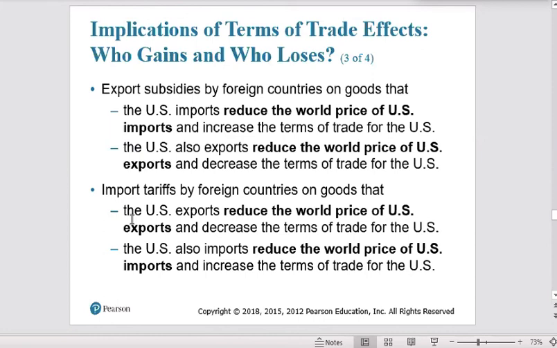So an import tariff by a foreign country on goods that the US exports will reduce the world price for US exports, and decrease the terms of trade for the US. If the import tariff by a foreign country is on goods that the US also imports, that will reduce the world price for US imports and increase the terms of trade for the US. Okay, so foreign policies are important.